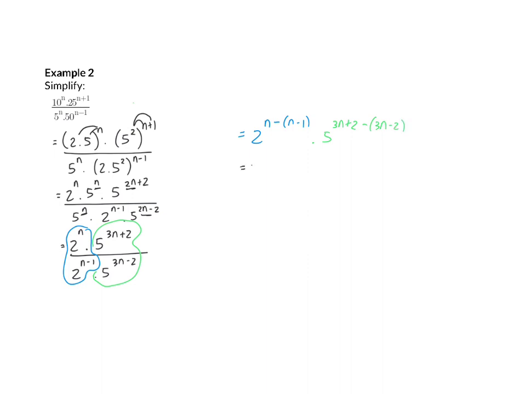So when I now simplify, I will have n minus n plus 1, and then 5 will be to the power of 3n plus 2 minus 3n plus another 2. And when I now simplify, I'll end with 2 to the power of 1 and 5 to the power of 4. So I'll have 2 times 625, which is 1250.